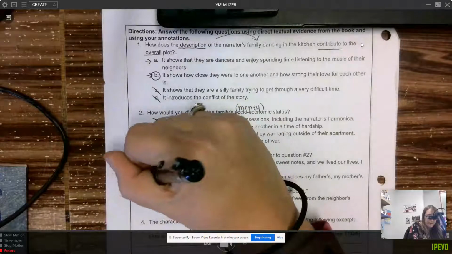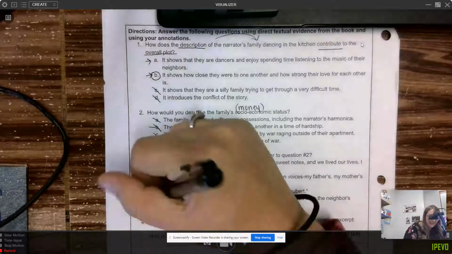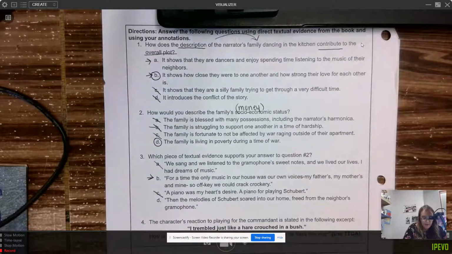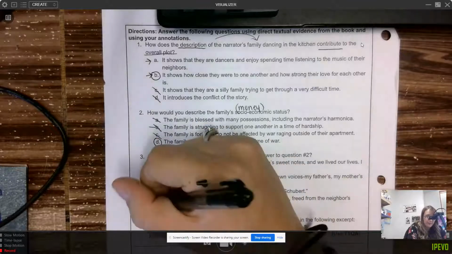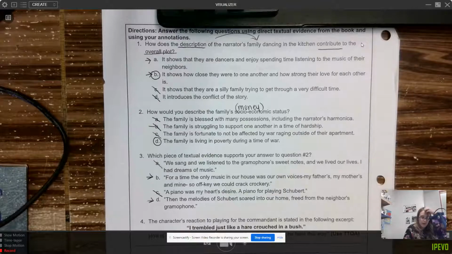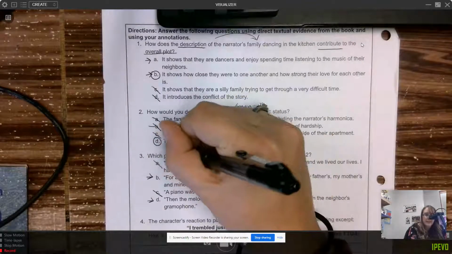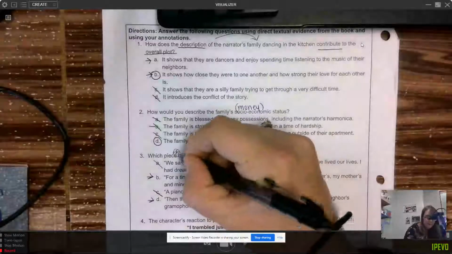Okay, so that might be it because we know that they don't have a gramophone, right? The piano was my heart's desire. That doesn't necessarily tell us anything. Then the melodies of Schubert soared into our home, freed from our neighbor's gramophone. I definitely think it's between B or D. If you had to choose one, because it doesn't say evidences, right? Textual evidences, or pieces of text evidence, not evidences, pieces. It does not say that, right? Nope, it doesn't say that.